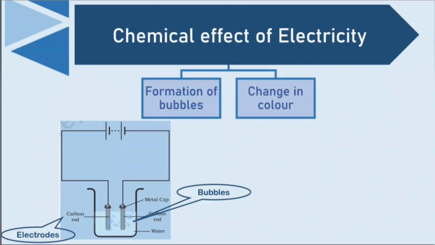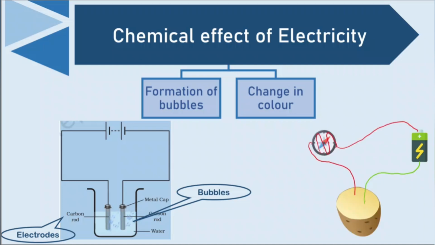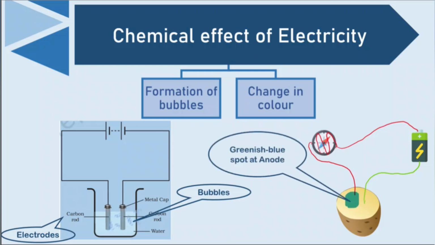Another chemical effect is change in color. This means that when you connect a circuit that passes through a potato, with wires connected to the potato, like here, eventually, the side connected to the positive terminal, that is the anode, starts turning greenish blue. Therefore, if we connect a circuit like this, a greenish blue spot is noticed in the area of the connection at the anode.